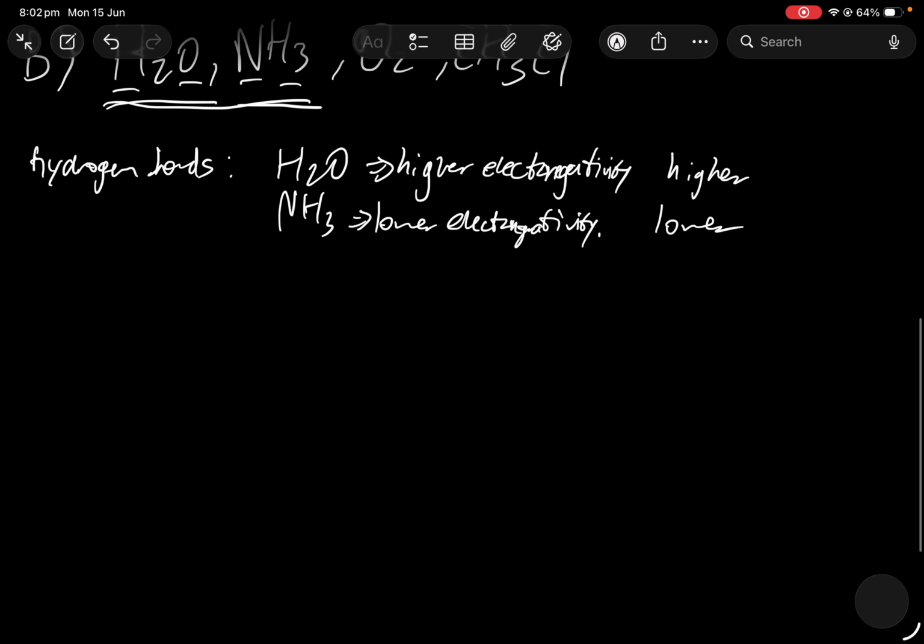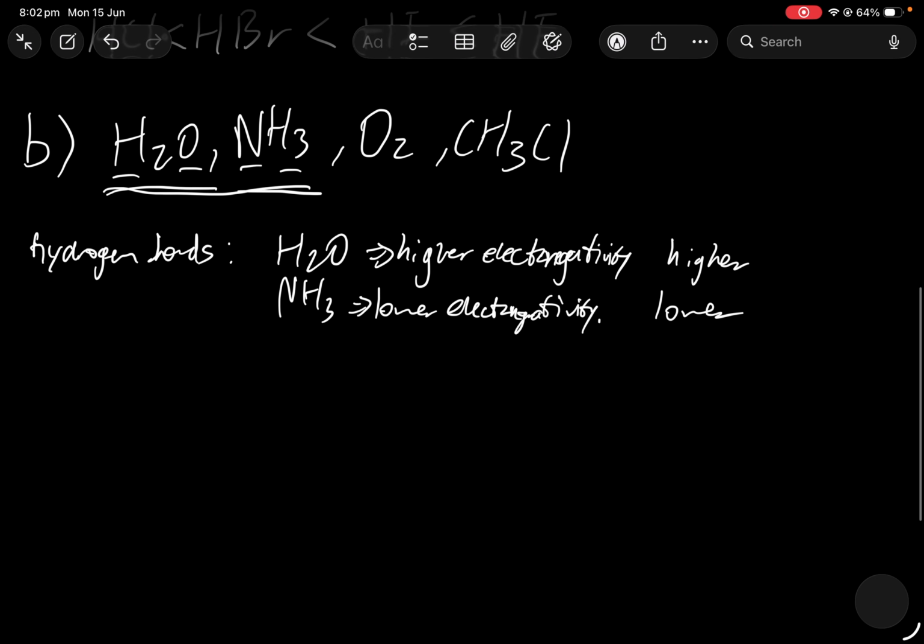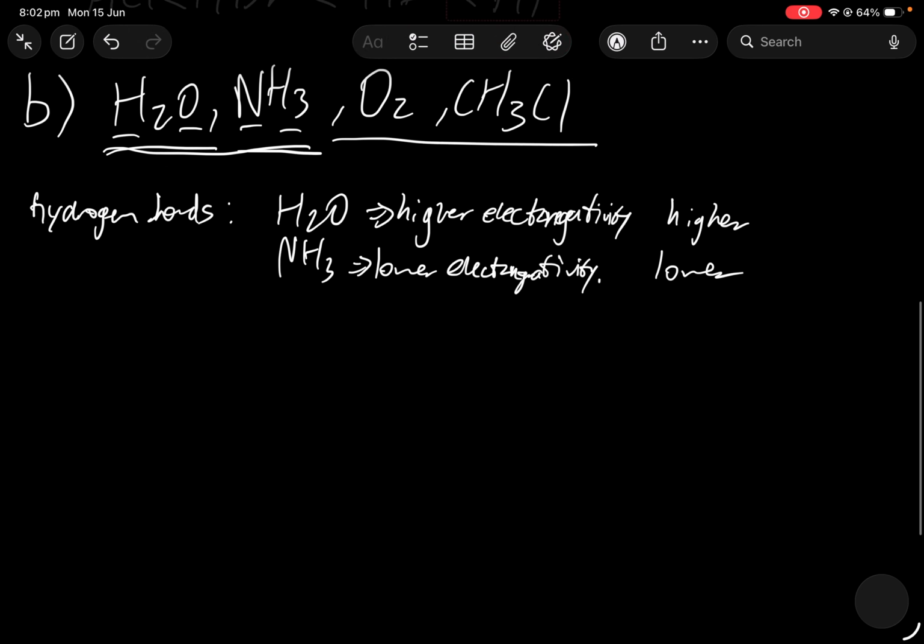And now we have two left. They will both have dispersion forces, but let's check dipole-dipole. Dipole-dipole requires the molecules to be not symmetrical.